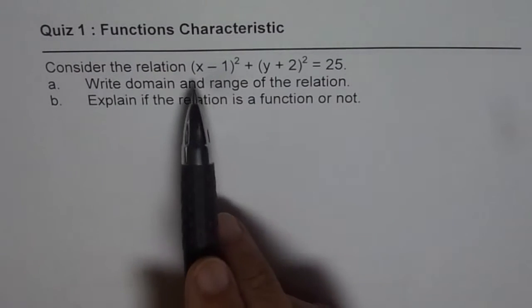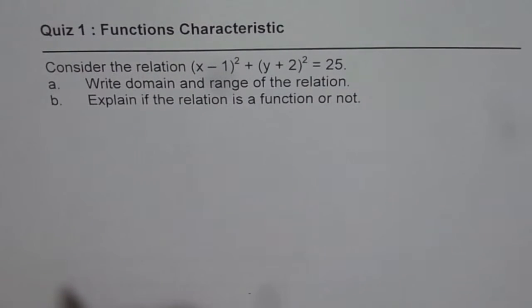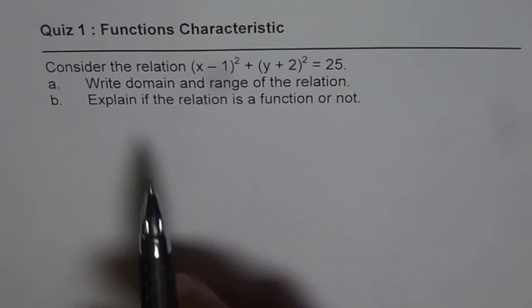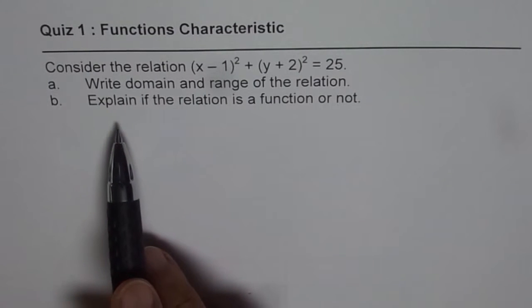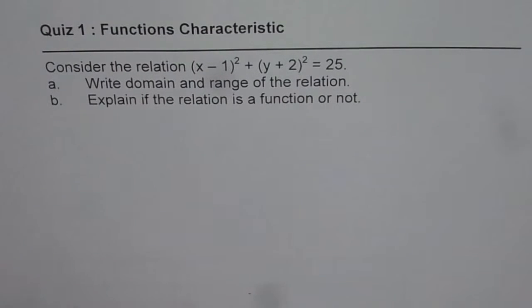Consider the relation (x minus 1) whole square plus (y plus 2) whole square equals 25. Write domain and range of the relation. Explain if the relation is a function or not. I'd like you to pause the video, write down the answer, and then look into my suggestions.